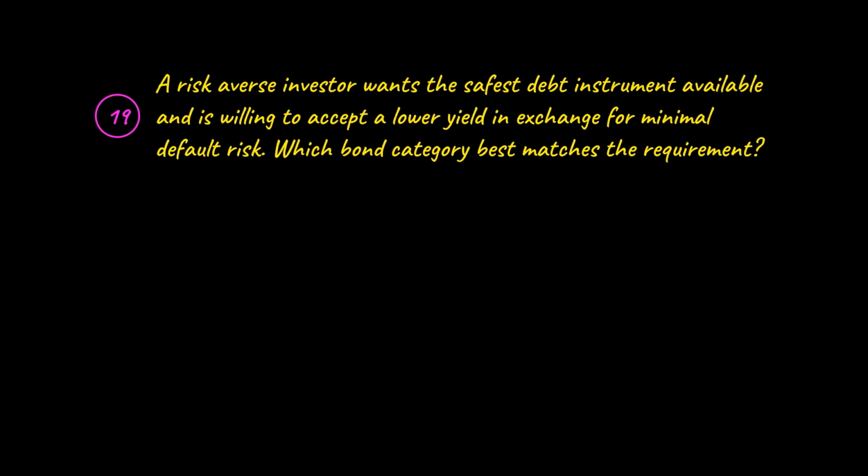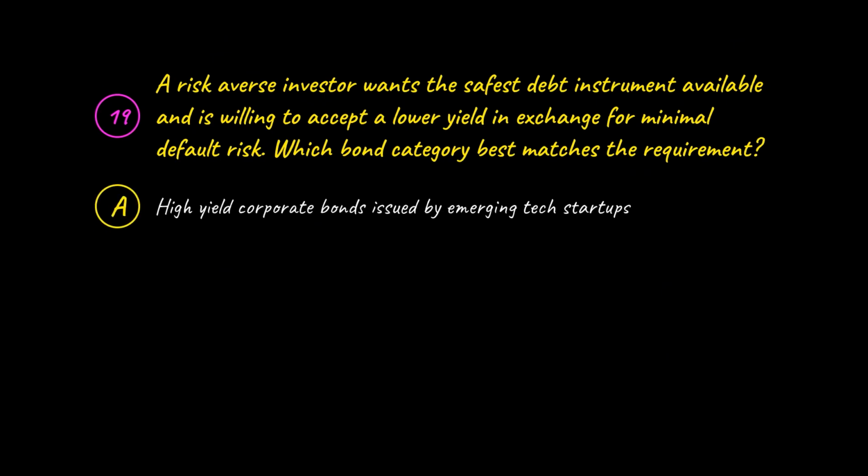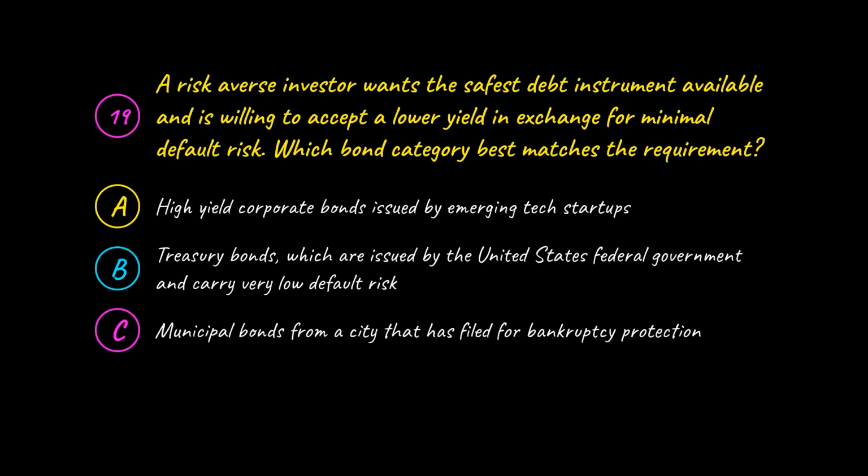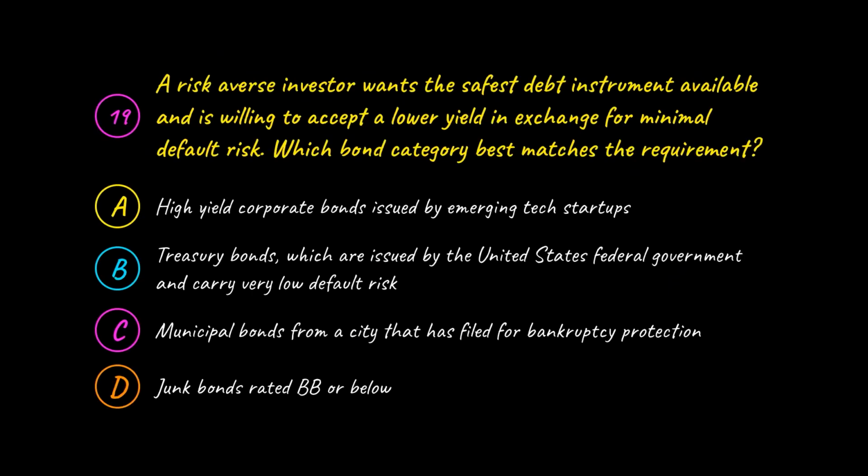Your options are A. High-yield corporate bonds issued by emerging tech startups. B. Treasury bonds which are issued by the United States federal government and carry very low default risk. C. Municipal bonds from a city that has filed for bankruptcy protection. D. Junk bonds rated BB or below. Before I reveal it, which one do you think is right?